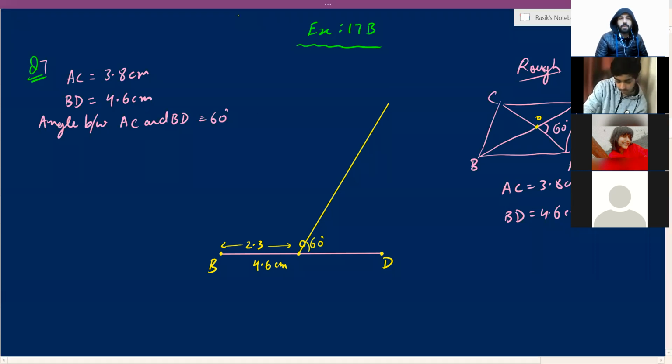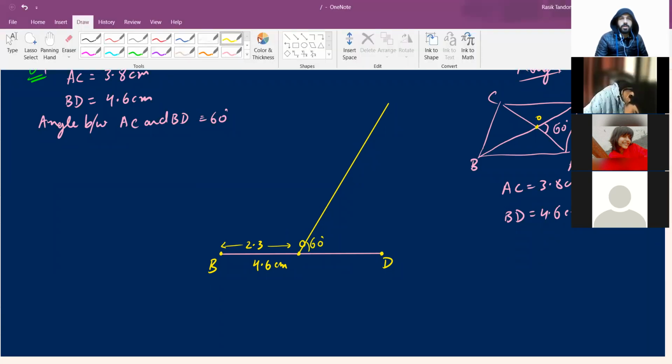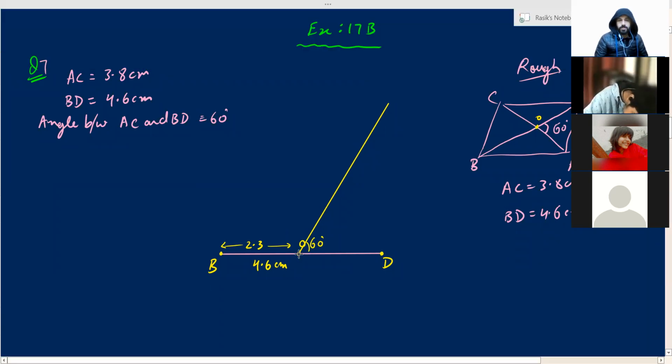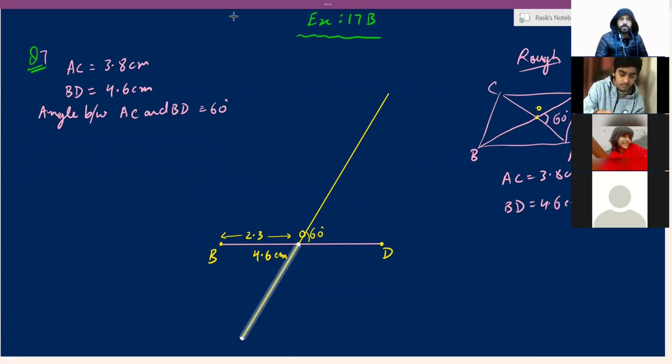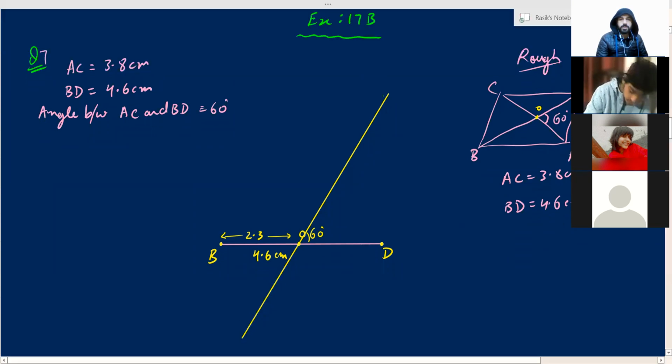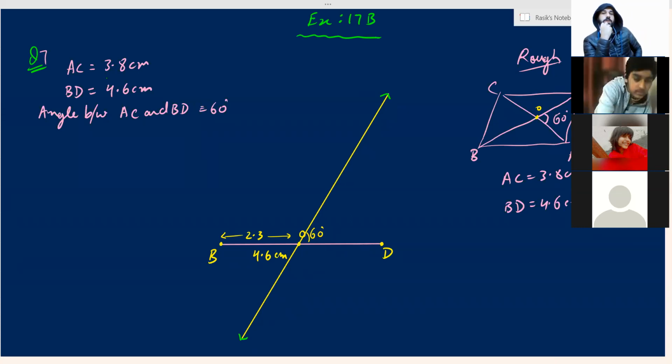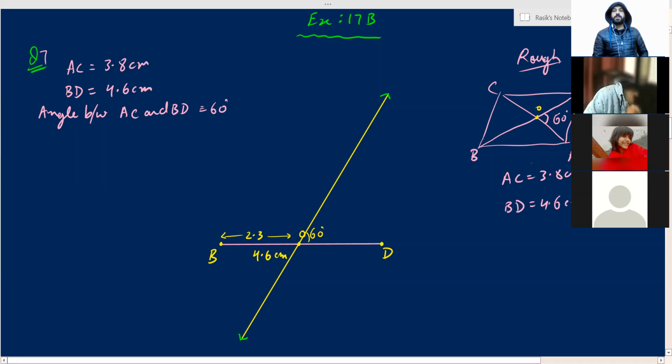Now what we have to do, we have to produce this yellow line that I have made on the opposite side also. Are you all getting it? So make a 60-degree angle and then produce it on both the sides. Okay. So tell me when you have done this much. Say done. Done.